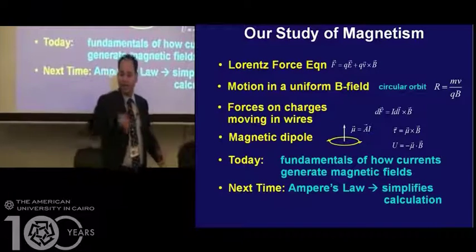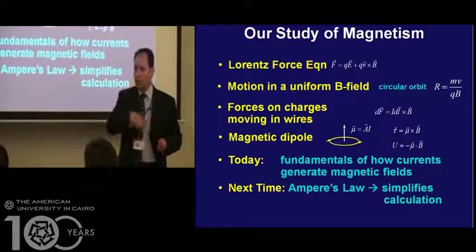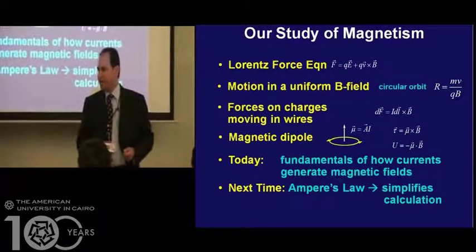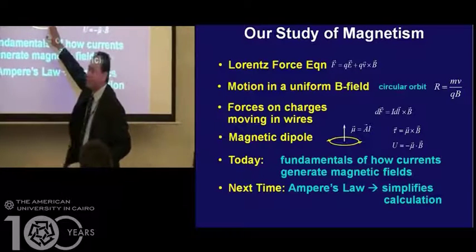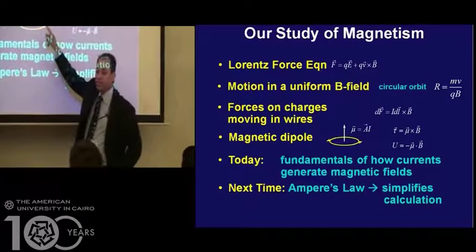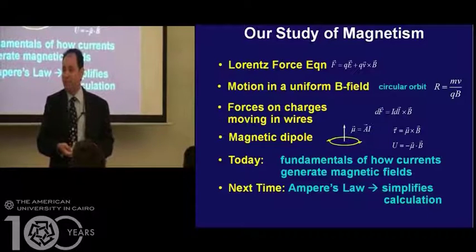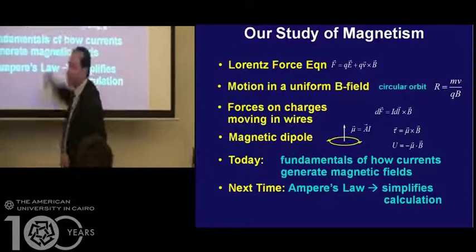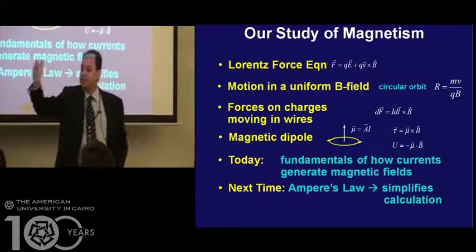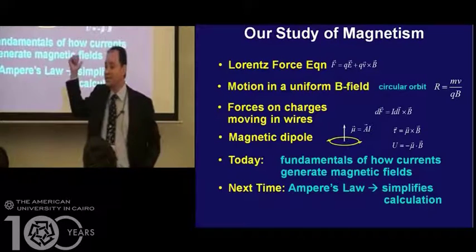If you have a loop that carries a current, this loop will act like a magnet, and it will have what we call the magnetic dipole moment. That magnetic dipole moment is simply I, the current in that loop, times the area. The magnetic dipole moment is a vector quantity, and it has the same direction as the area. Does the area have a direction? That's something we have discussed in electricity before, and the same thing applies here.